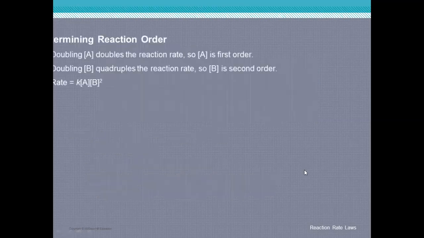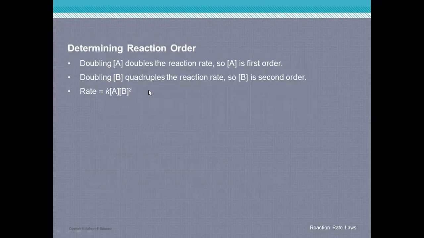After that, doubling A doubles the reaction rate, so A is first order. Also, doubling B quadruples the reaction rate, so B is second order. The rate equals K times A to the first order times B to the second order.